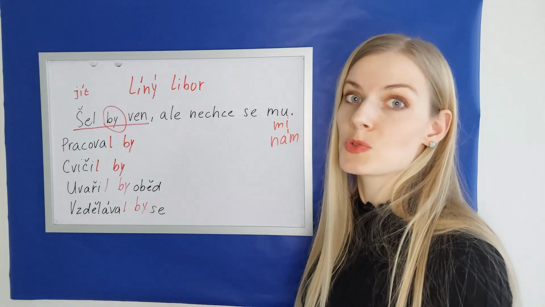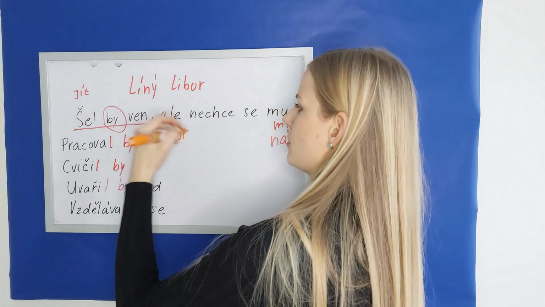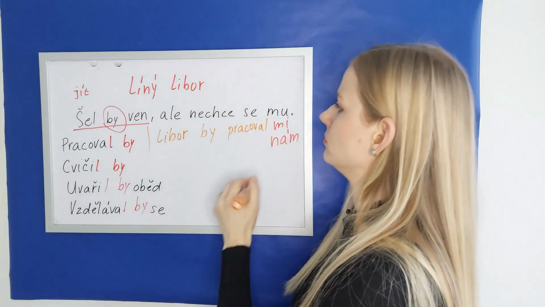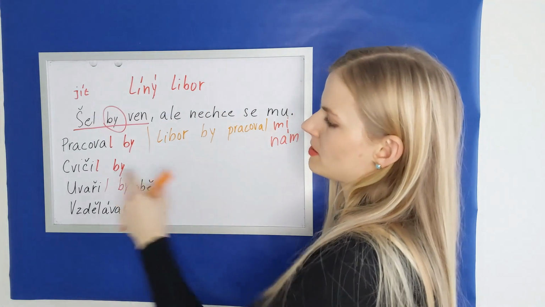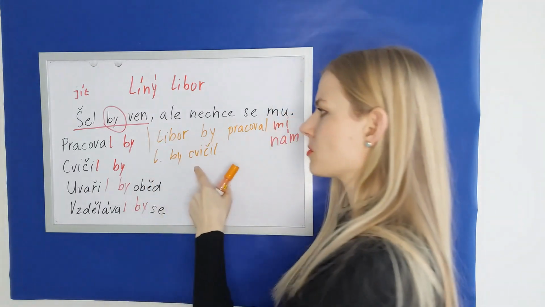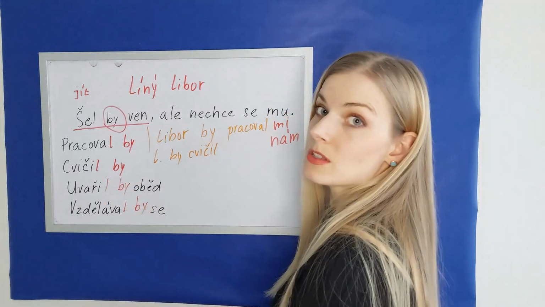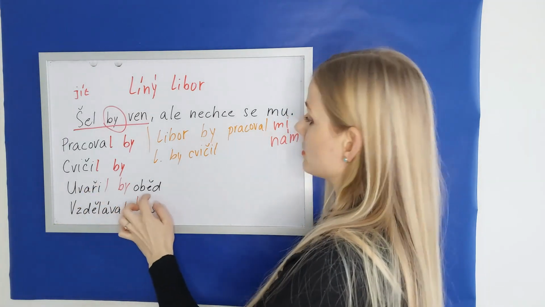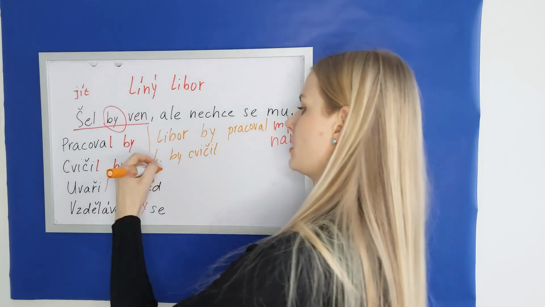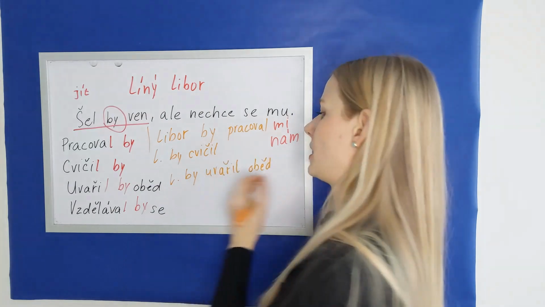The same thing happens with the past tense, by the way. So if we start by Libor here, Libor by pracoval, ale nechce se mu. Libor by pracoval. The same here. Libor by cvičil, ale nechce se mu. What about here? Libor, we still interchange these two only. Oběd stays in the same place. It's not part of the conditional. Libor by uvařil oběd, ale nechce se mu.